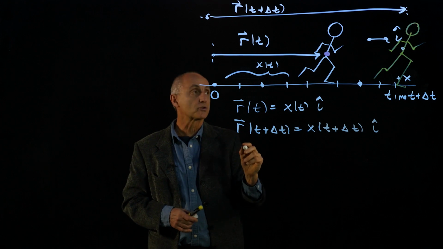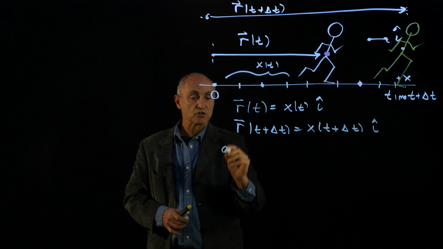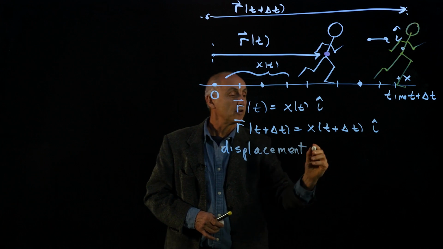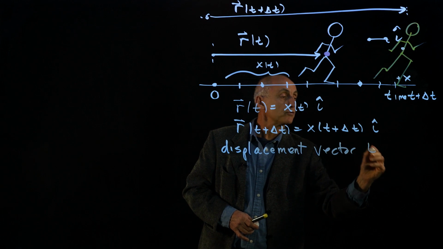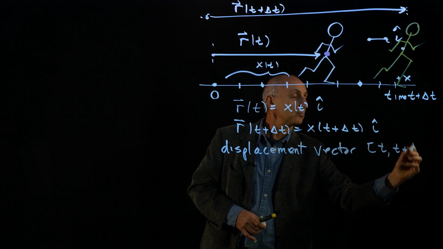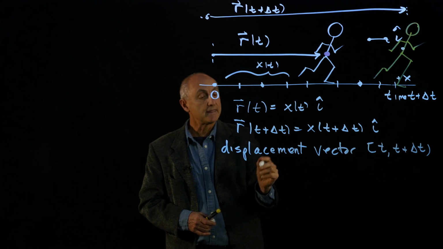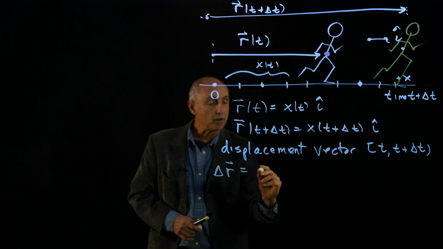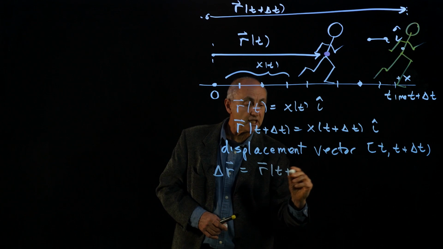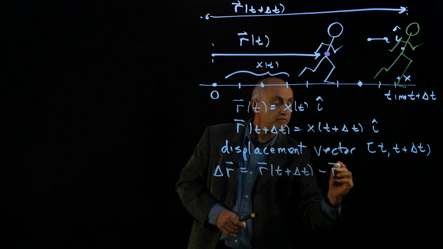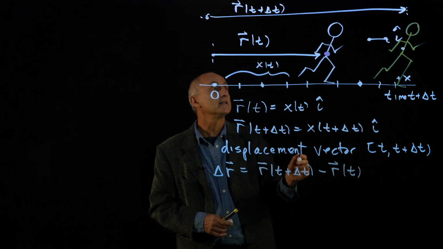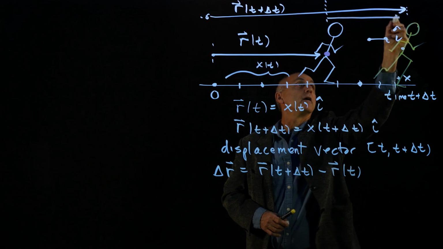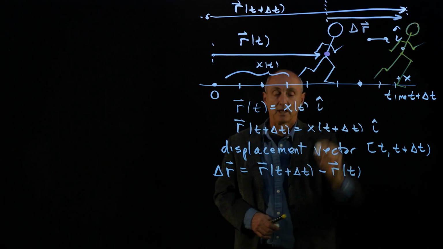And we would now like to describe the displacement vector. So our next step is to describe the displacement vector for the interval t to t plus delta t. And that displacement vector is defined, we use the symbol delta r. And what we mean is the vector r of t plus delta t minus the vector r of t. Now, what that vector corresponds to is the vector right here. This is our delta r.